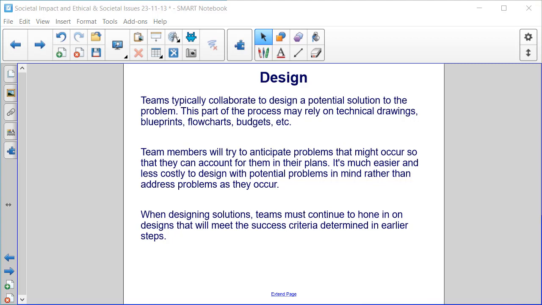Design. Teams typically collaborate to design a potential solution to the problem. This part of the process may rely on technical drawings, blueprints, flowcharts, budgets, among other things. Team members will try to anticipate problems that might occur so that they can account for them in their plans. It's much easier and less costly to design with potential problems in mind rather than address problems as they occur. When designing solutions, teams must continue to hone in on designs that will meet the success criteria determined in earlier steps.